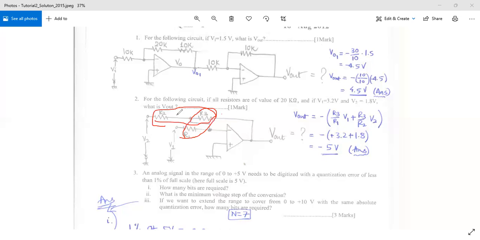Now, since these two inverting amplifiers are sharing a common resistor, the common R3 resistor, both of these will be contributing to the voltage output, right? So we add those two voltage outputs. So 3.2 plus 1.8 volt, we have a voltage output of 5 volt. But since it is an inverting amplifier, we have to invert it. So 5 volt will be inverted, giving us a voltage output of negative 5 volt. So all of you okay with it? Any other explanation you need regarding that?